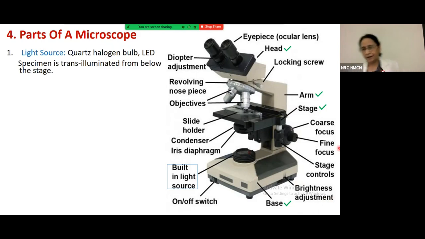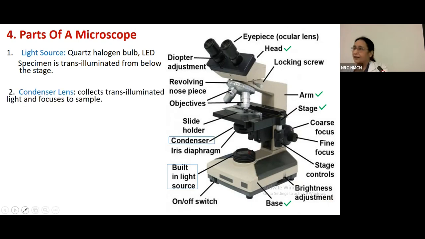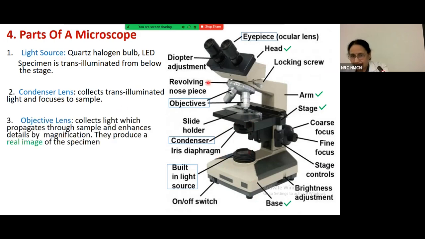So the light source in bright field microscopy is either quartz halogen bulb or it is LED. As I told you earlier, the specimen is trans-illuminated from below the stage. Then this condenser collects this trans-illuminated light and focuses it on the sample. Then these objectives collect light which propagates through the sample, and then they enhance the details by magnification. Means they magnify the image.